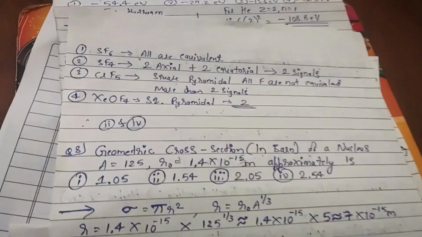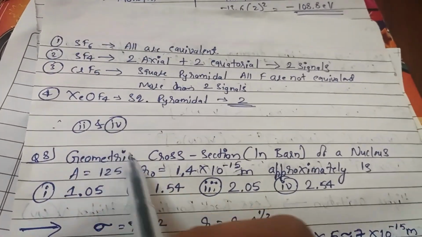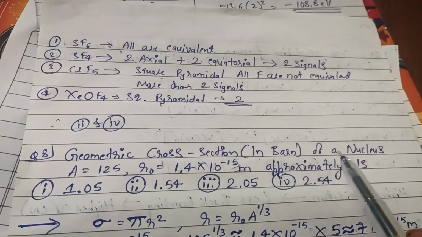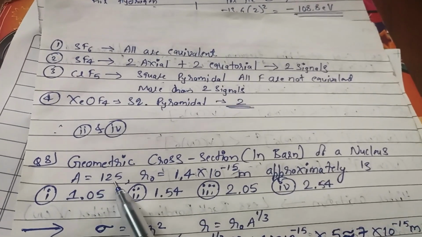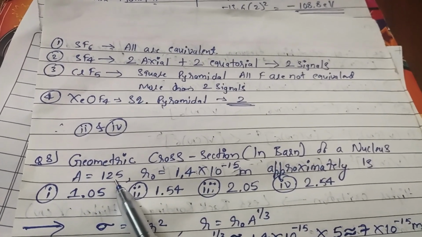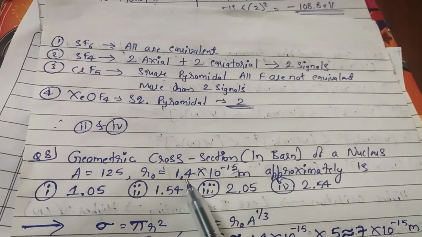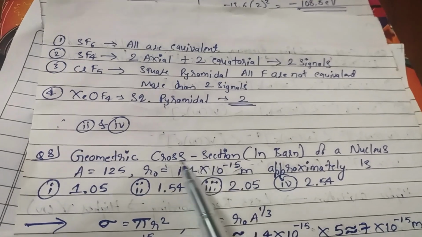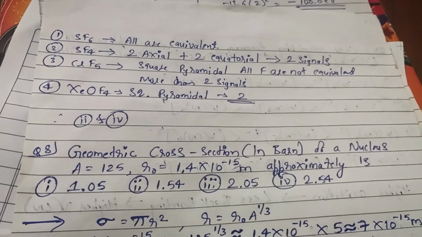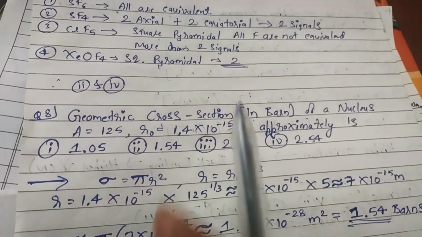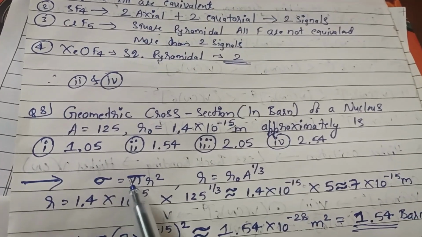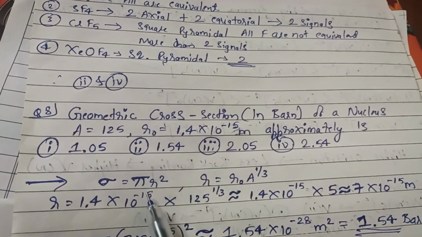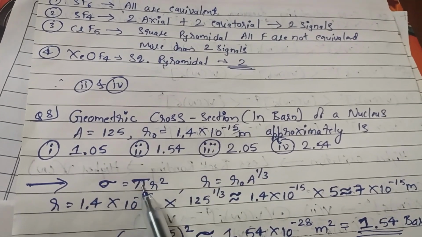Okay. Now go to the next question. Here, the geometric cross section in barn of a nucleus with A equal to 125 and R0 equal to 1.4 into 10 raised to minus 15 meter is approximately what? They are telling about cross section. The cross section formula is pi r square. Always it is pi r square.